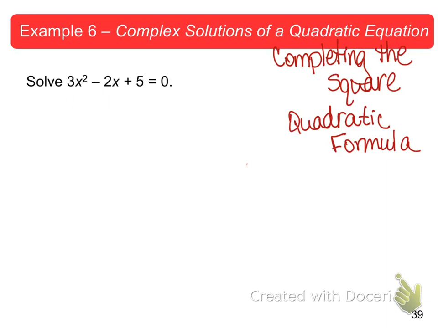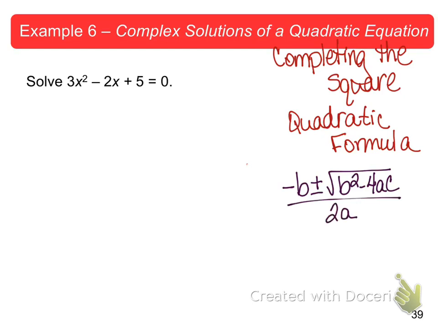You will be given the quadratic formula. You don't have to have it memorized. The quadratic formula is negative b plus or minus the square root of b squared minus 4ac all over 2a. Where do I get the a, b, and c from?